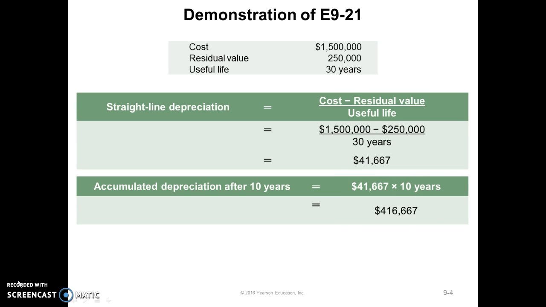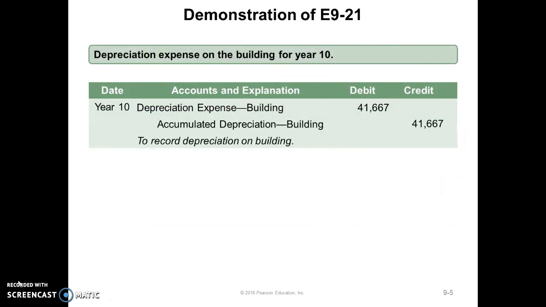So we know the accumulated depreciation after 10 years is the 41,667 that we know per year times 10 to get 416,667. So year 10 depreciation is just that year's worth of depreciation, which is the 41,667.